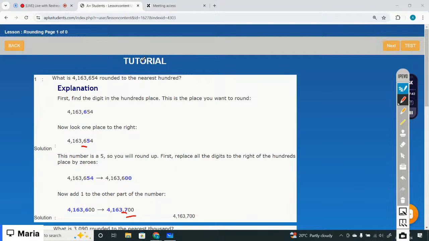So let's just start with the test questions. Let's see how we round off the numbers.